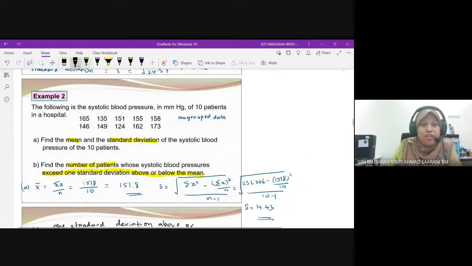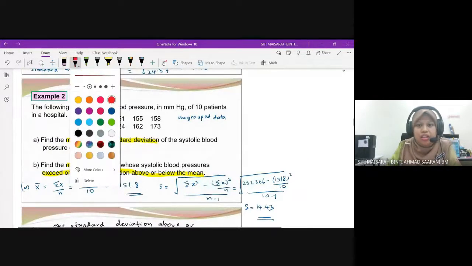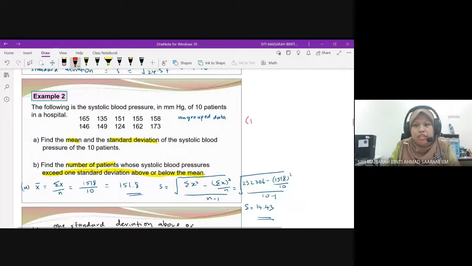Okay. Mari tulis kat tepi ni lah. Kita punya interval 137.37 hingga 166.23. Okay. 165 ni boleh terima tak? Tengok satu-satu. Yang pertama, boleh, 165 boleh. Pangkah. Kau pangkah. Potong lah.